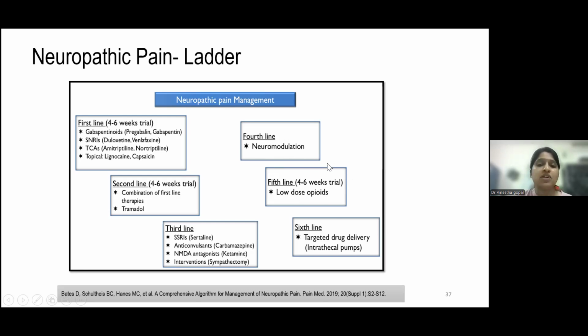And fifth line, remember, fifth line is the low-dose opioid trial. So if your patient is having predominantly neuropathic pain, don't jump into a strong opioid. You can start with tramadol and any of these drugs. I think in the classes which are coming next, you will be taught which drug to start for which patient. Otherwise, you can ask me, I can also tell at the end. Then sixth line is targeted drug delivery using intrathecal pumps, etc. Ziconotide, baclofen, all these intrathecal pumps are available. Baclofen has, of course, toxicity. Ziconotide is useful for neuropathic pain.